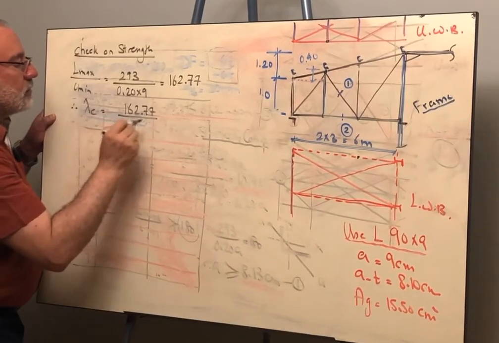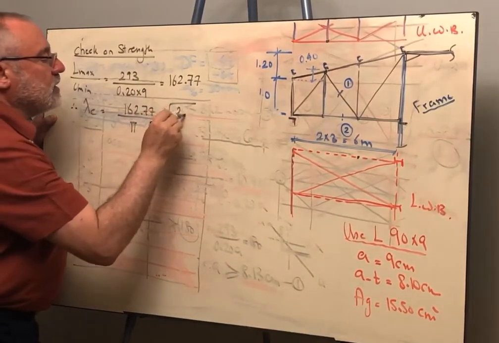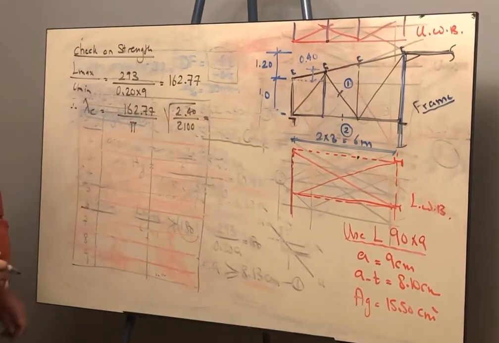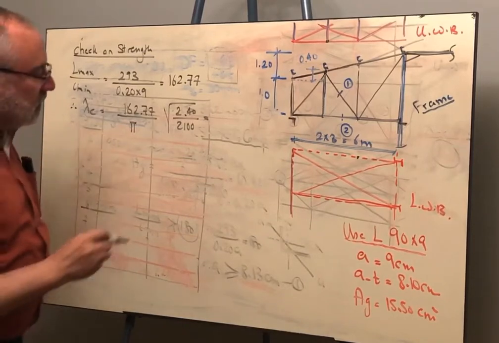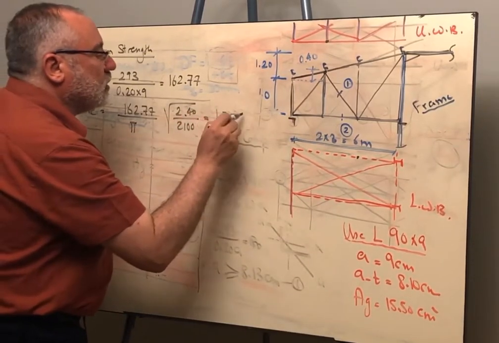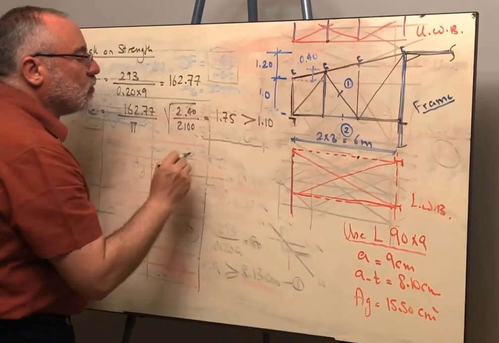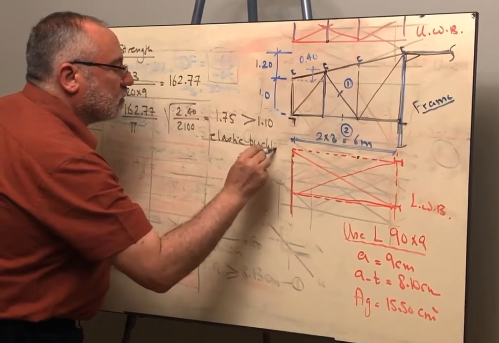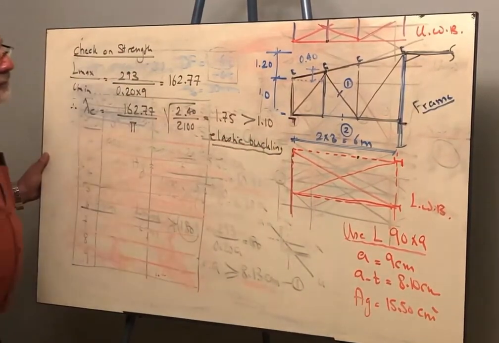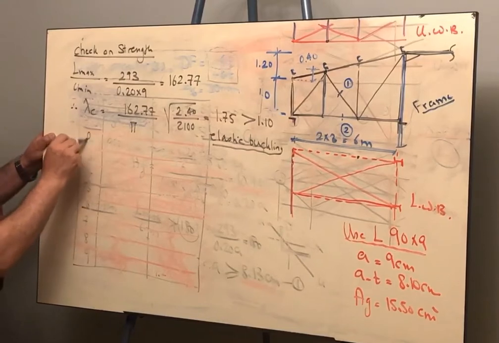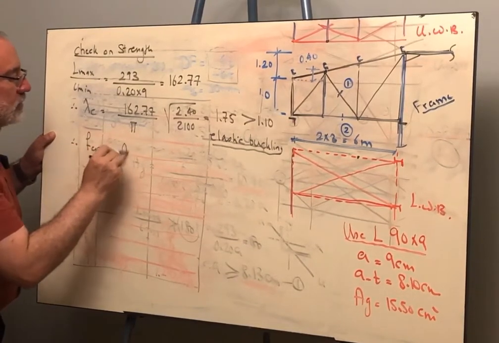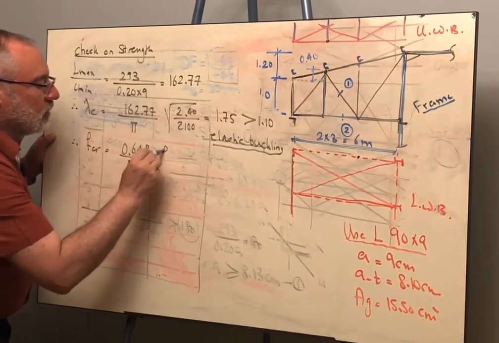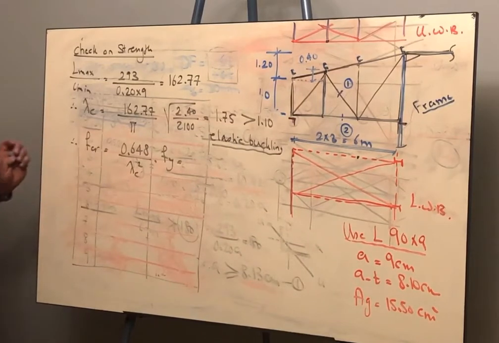Therefore, we get lambda c, which is L over I over pi square root of F yield over E. Now, if you did that, you will find that this is 1.75. It is more than 1.1, therefore we are having elastic buckling. Therefore, F critical will be 0.648 over lambda c square multiplied by F yield, which is 2.4.